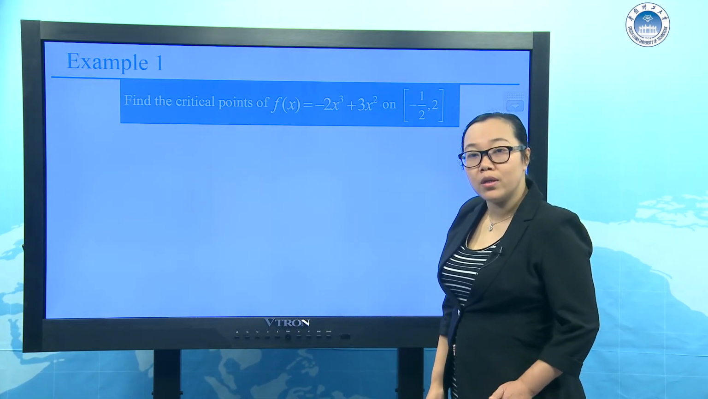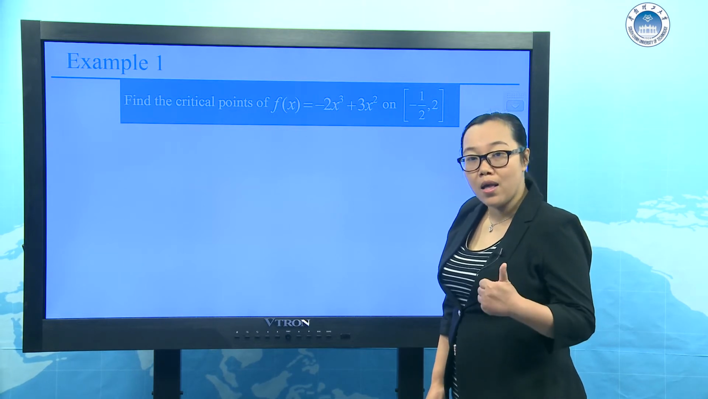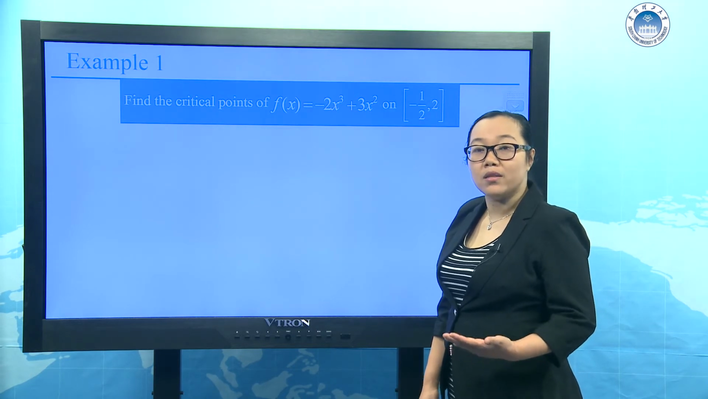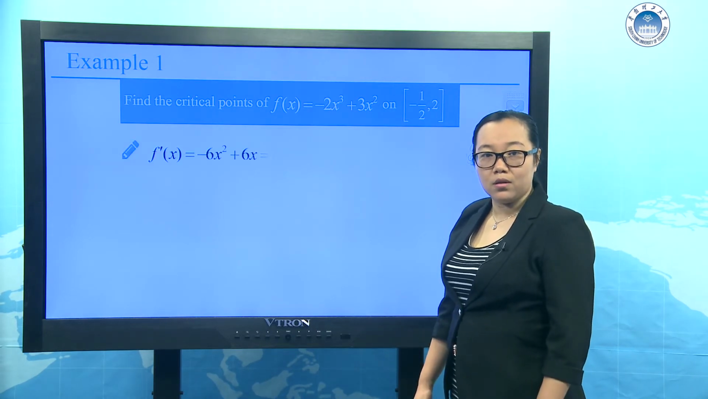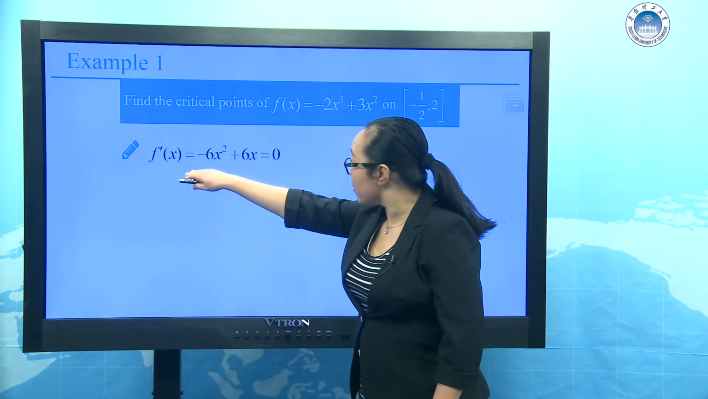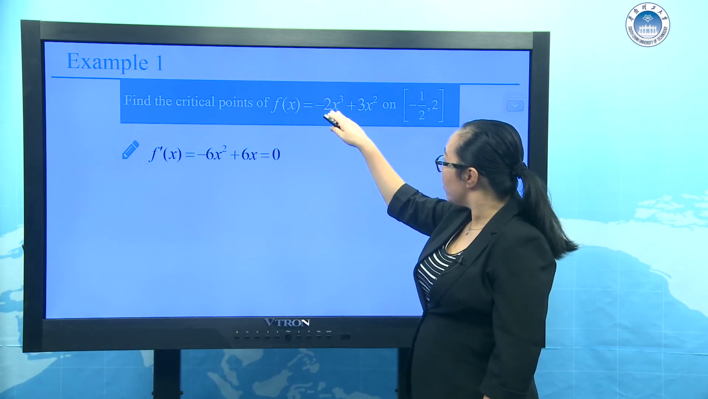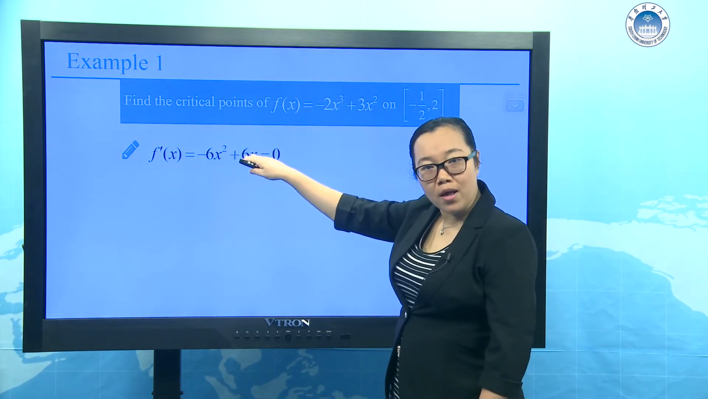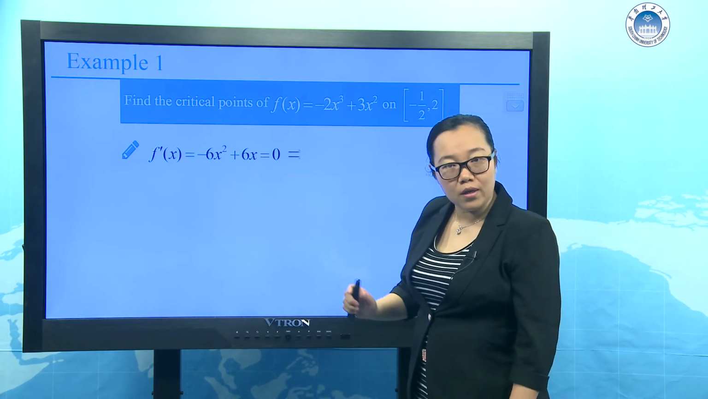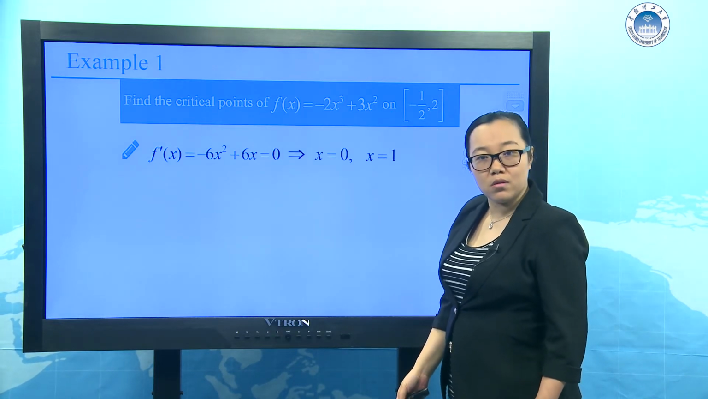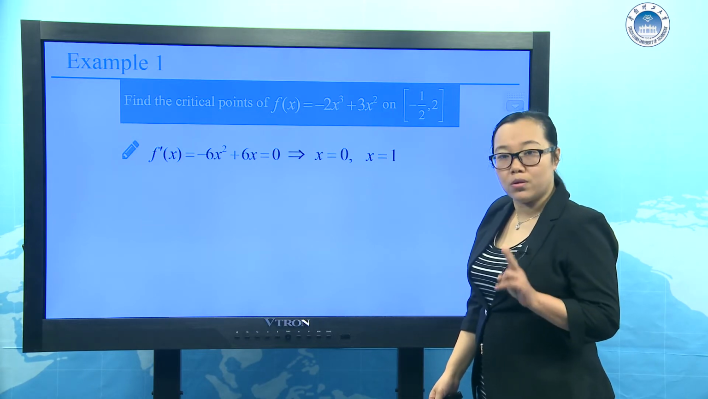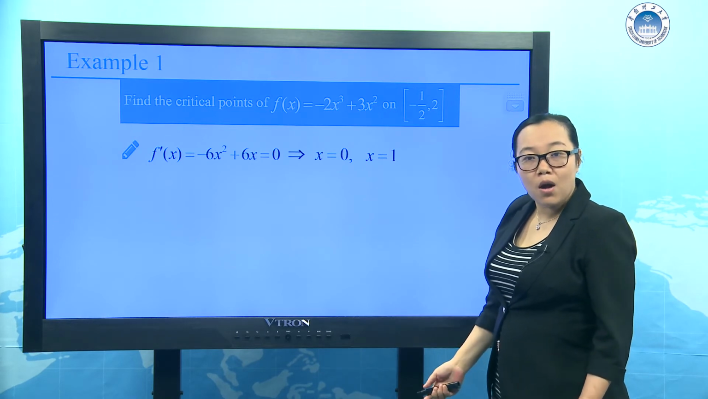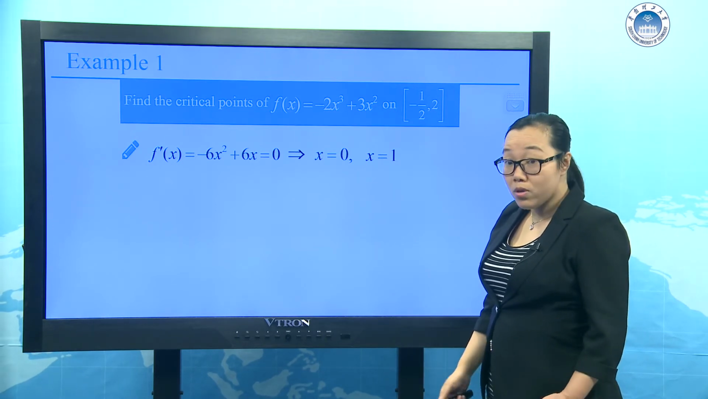Yes, there are 3 kinds of points: endpoints, stationary points, and singular points. So now look at the following idea. f prime x equals minus 6x squared plus 6x equals 0. If f prime equals 0, we get 2 solutions: x equals 0 or x equals 1. It is our stationary point, no singular point.